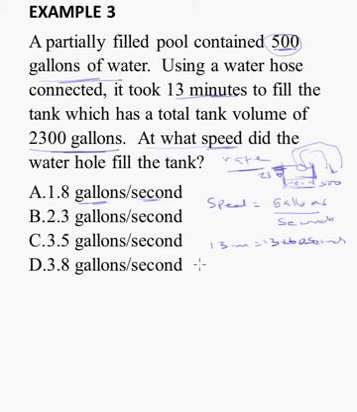Well, the first thing to do is to determine how many gallons you pump into this pool. We know for sure the capacity is 2300 and there was 500 already in there. That means we pump 1800 in 30 minutes. So our speed therefore becomes 1800 divided by 30 times 60 seconds.